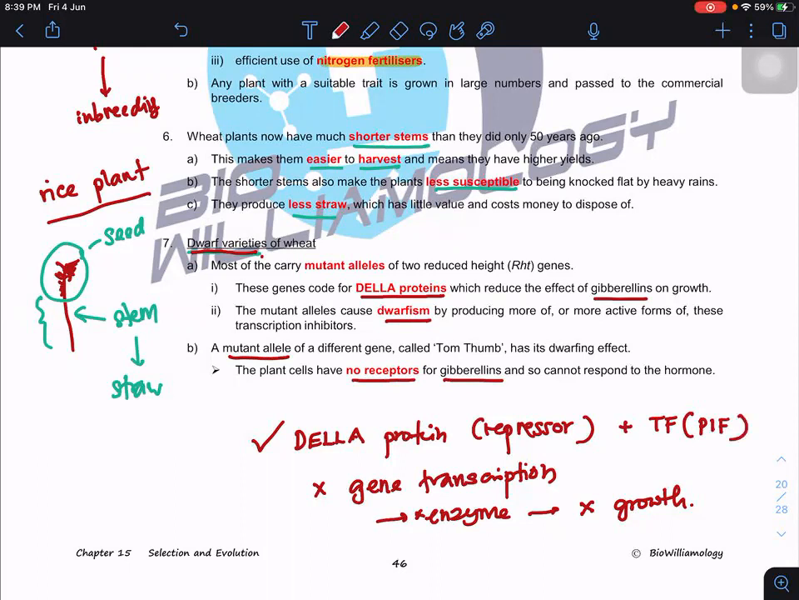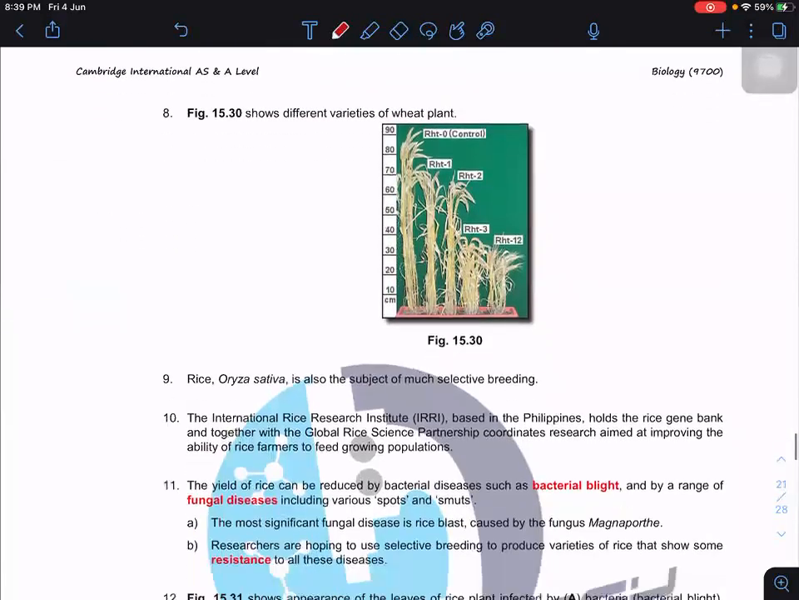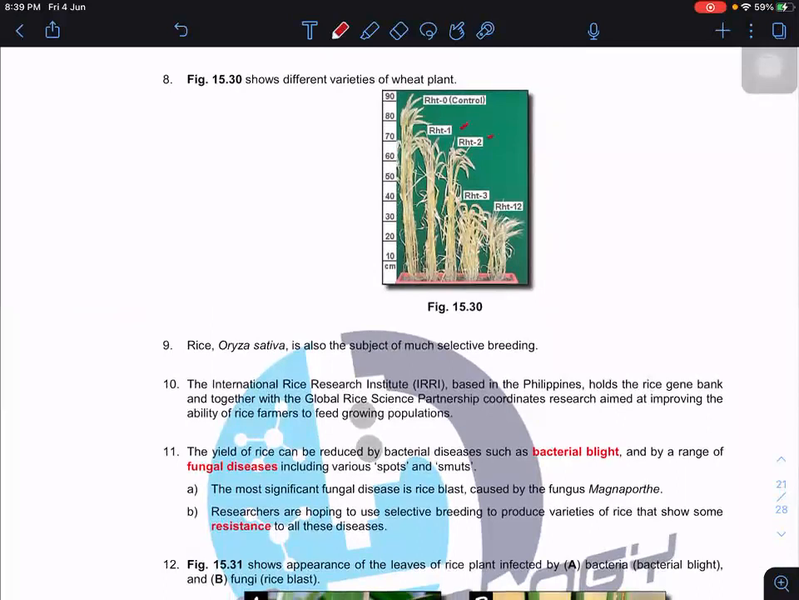Are you clear? So therefore, gene transcription again cannot take place. No enzyme, no protein, therefore no growth. So when there is no growth, basically the wheat will be dwarf. Okay, so it is easier for us to harvest, less susceptible, we are not affected by the heavy rains and winds, as well as less straw. So it means that we do not need to spend more money to dispose of the straw. Okay, so you can see that the different mutations result in the shortening of the stem, short stem.